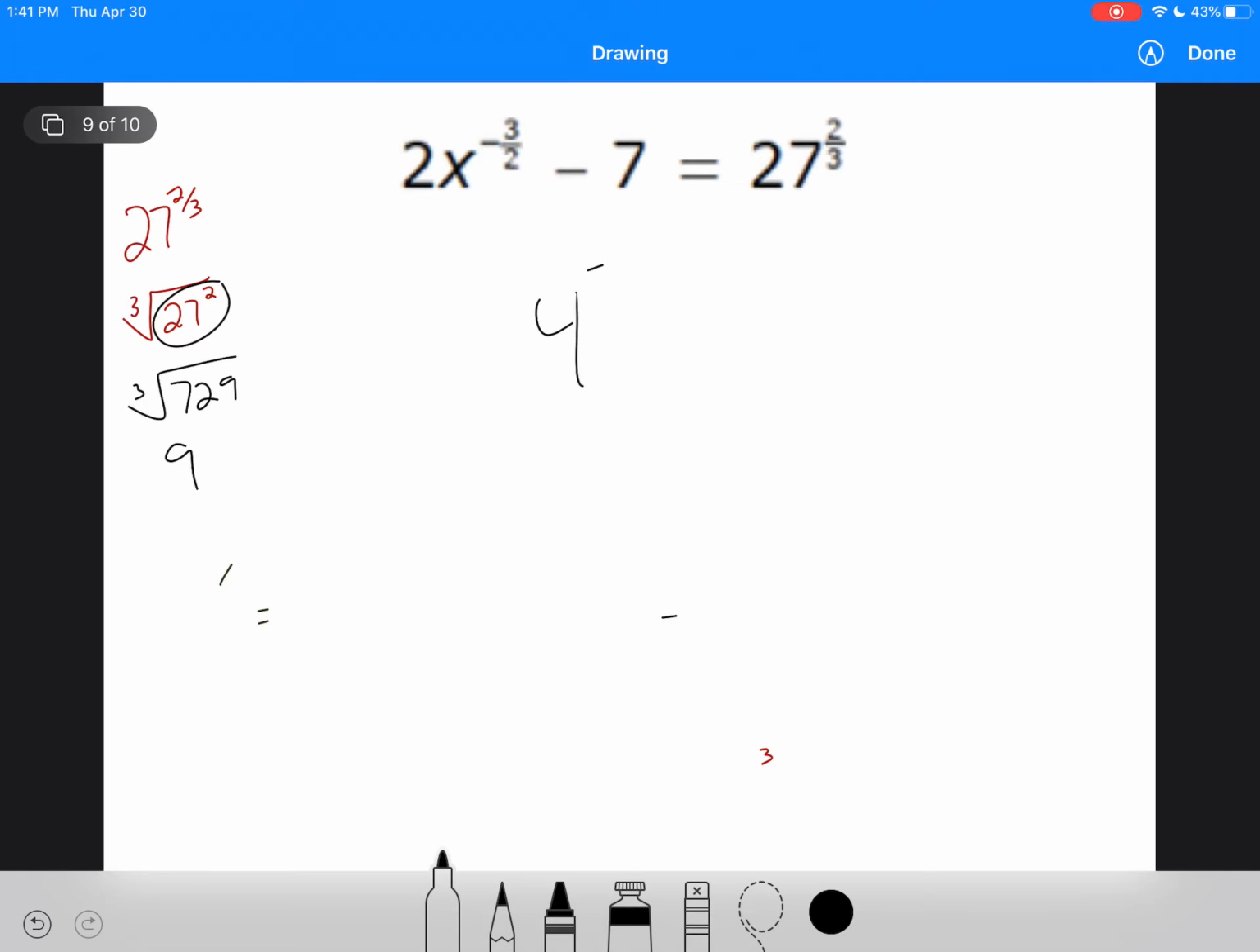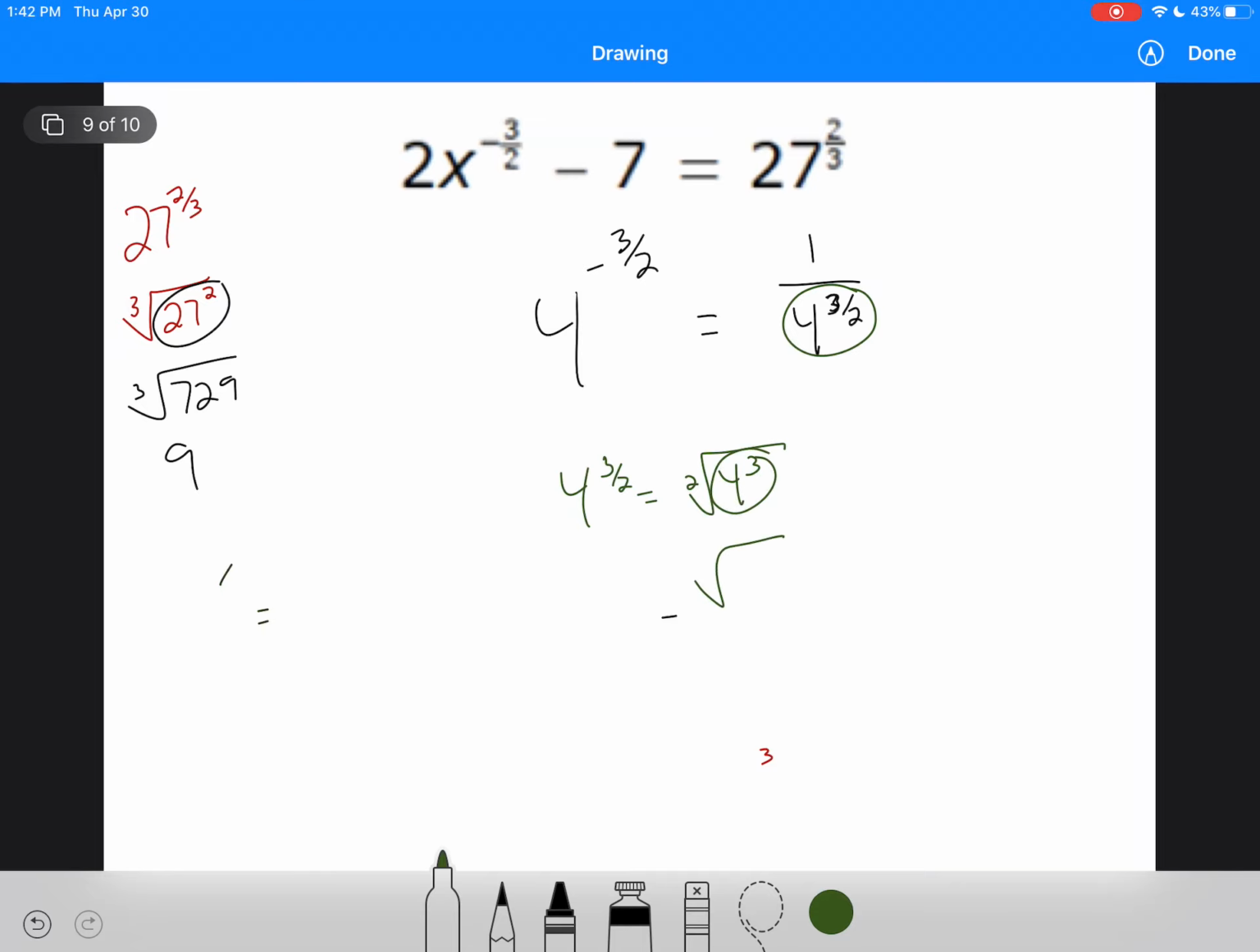I'm going to do one more like that. So like let's say you had 4 to the power negative, let's do 3 over 2, okay? And you wanted to find that. You would rewrite that as 1 over 4 to the power 3 over 2 because of the negative exponent. Then you would simplify this.